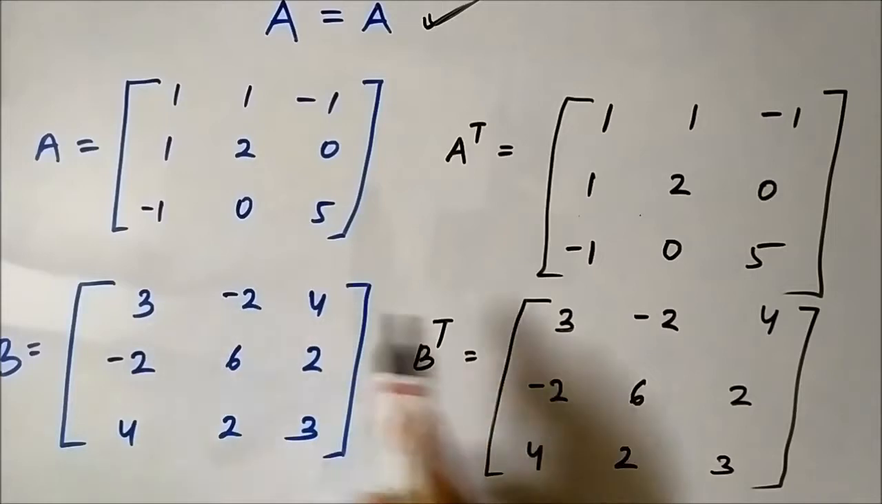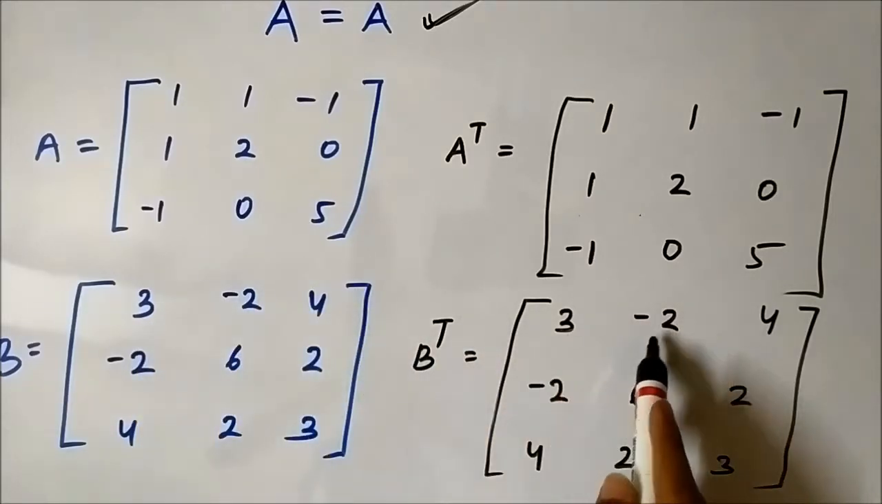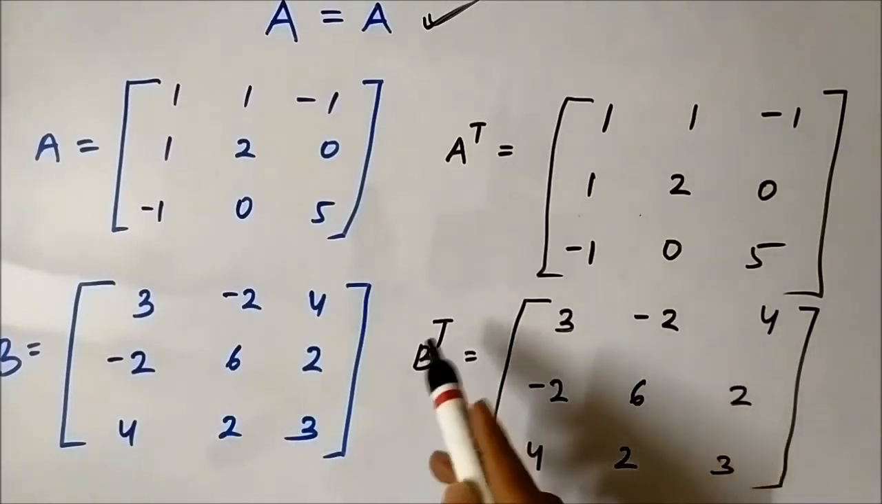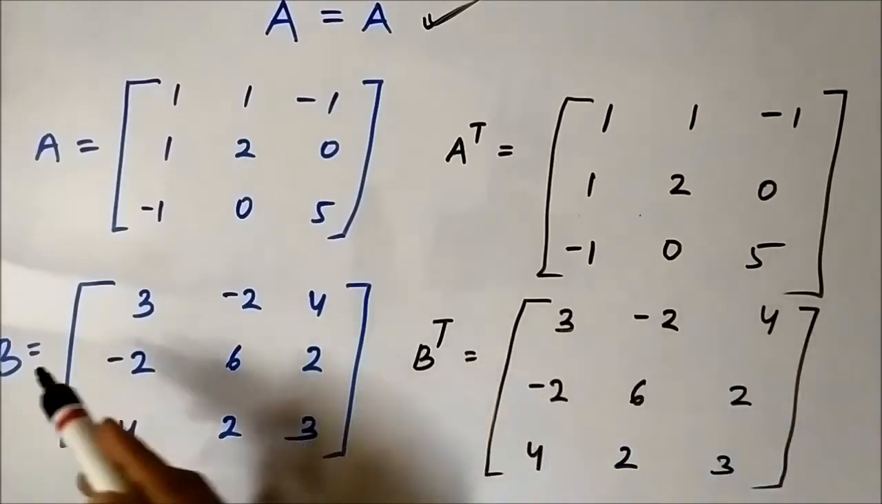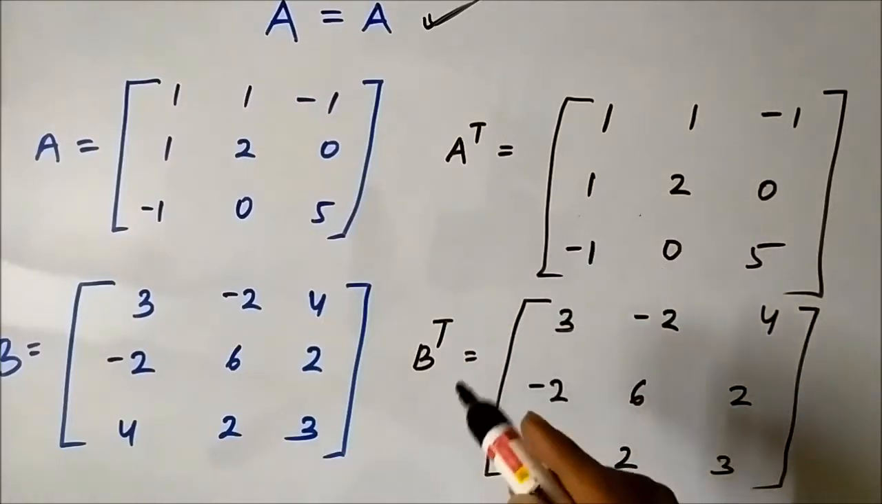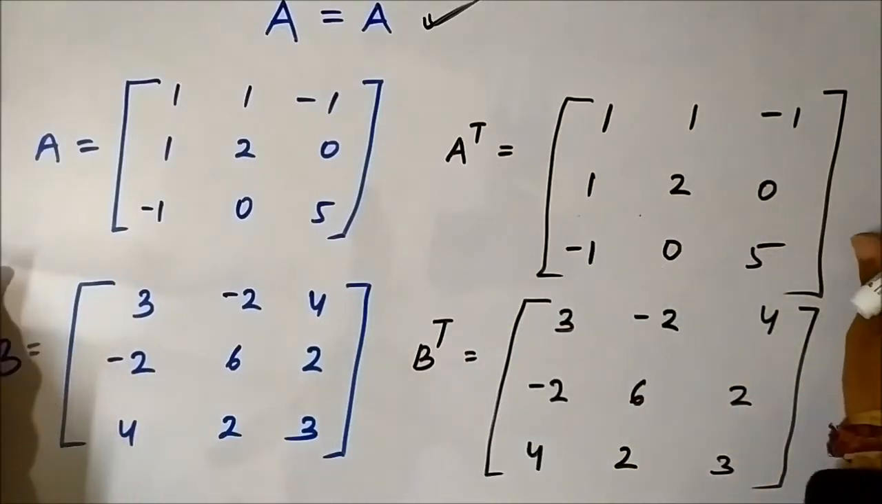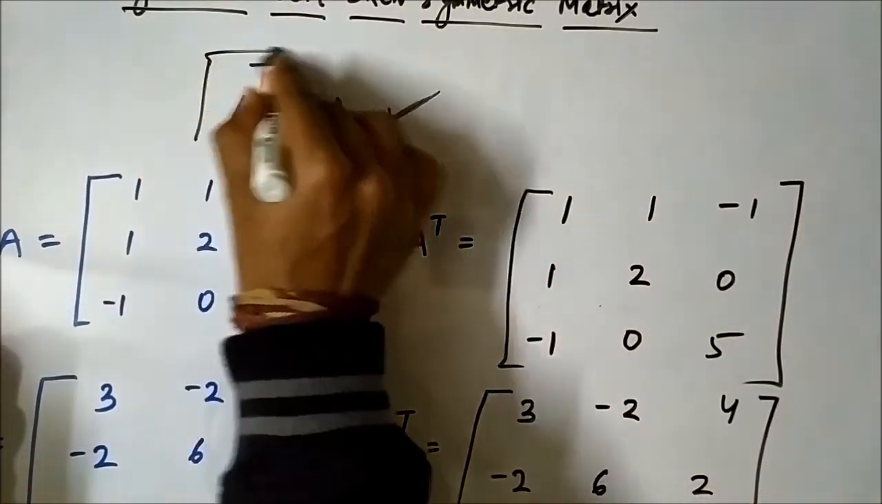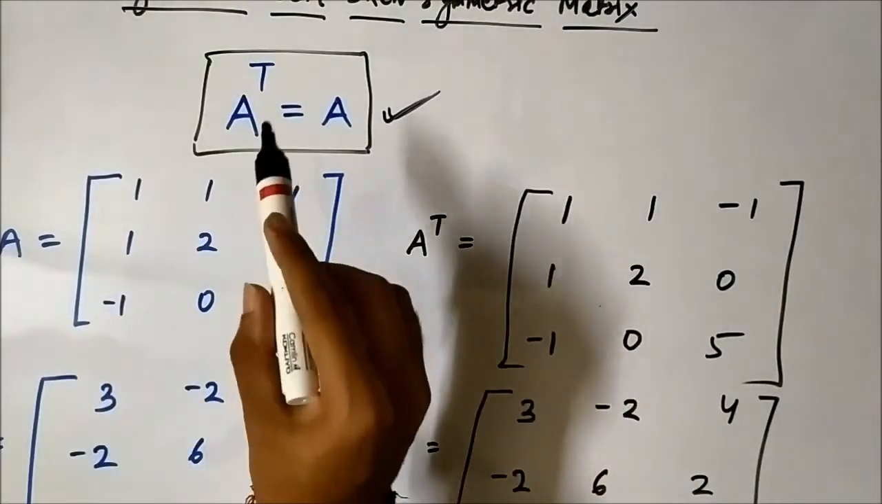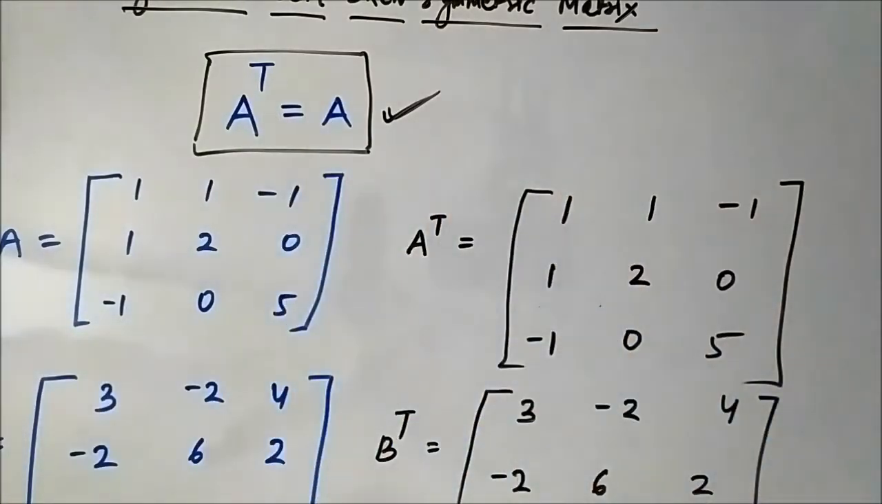Let us compare: 3, minus 2, 4 matches 3, minus 2, 4; minus 2, 6, 2 matches minus 2, 6, 2; 4, 2, 3 matches 4, 2, 3. So we got the same matrix B back again by the transpose of matrix B. So matrix B is also a symmetric matrix. This is the basic definition of the symmetric matrix: A transpose is equal to A, meaning the transpose of a matrix is the matrix itself.